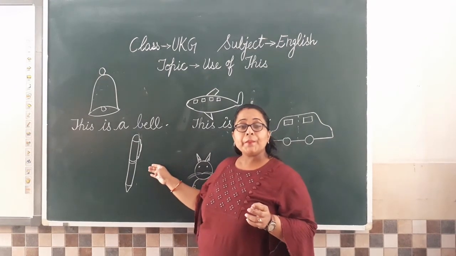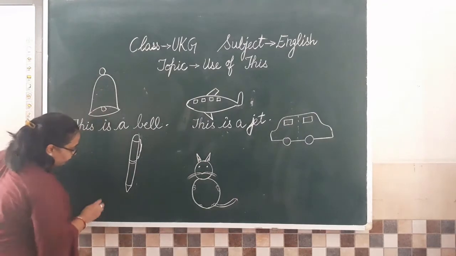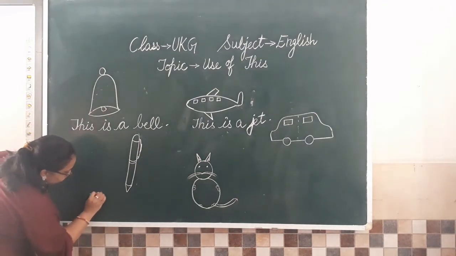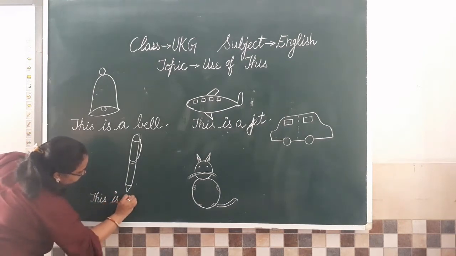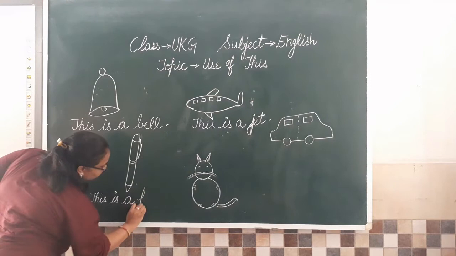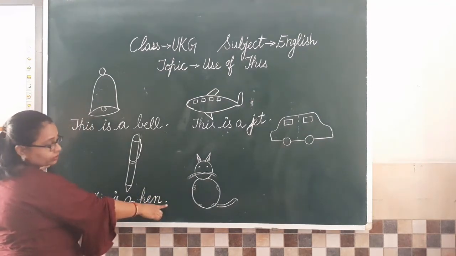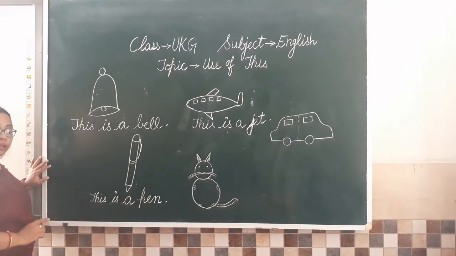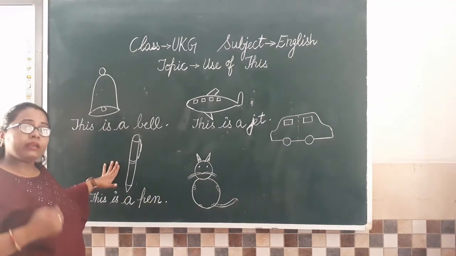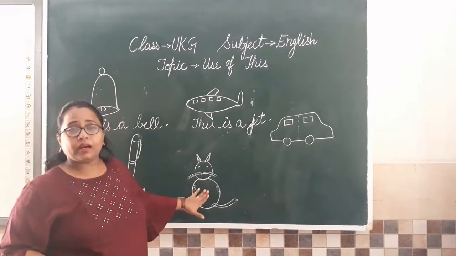This is a pen. ये हमारे near है and I'll write it here. This is a pen. Again, don't forget to mark this full stop here. This is a pen. Clear? Because ये हमारे near.